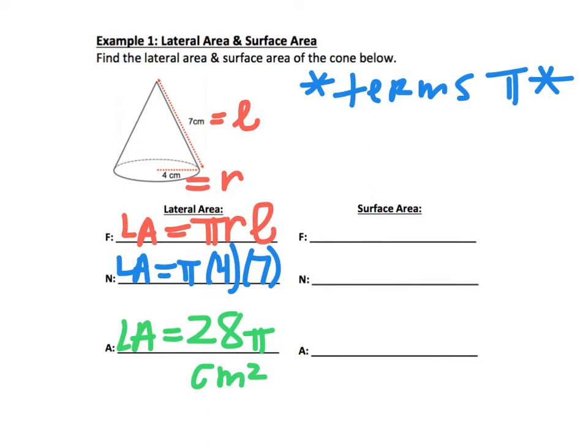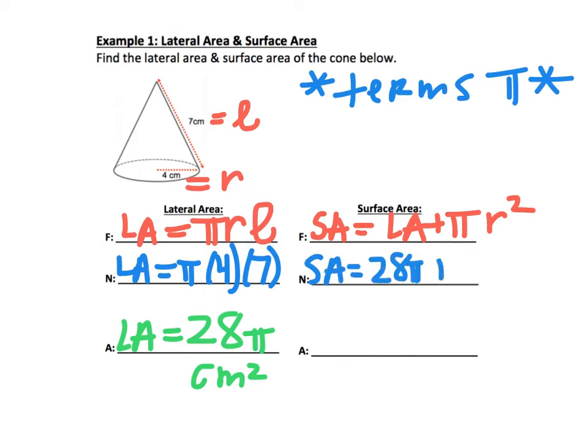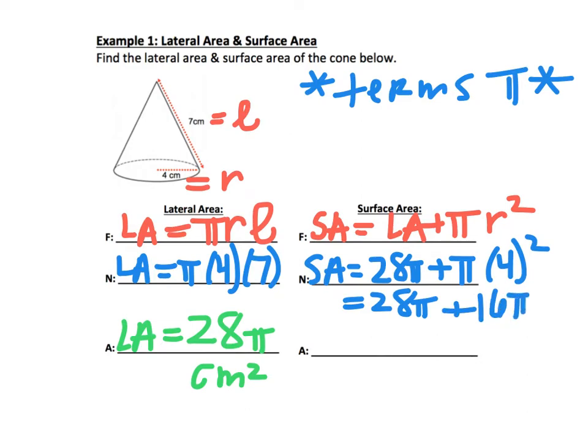Our next step is to find our surface area. My formula for surface area is SA equals LA plus pi r squared. We already know what our lateral area is, so we have SA equals 28 pi plus pi times our radius squared. Our radius is 4, so plus 4 squared. If I simplify that, I have 28 pi plus 16 pi. When I square 4, I get 16.